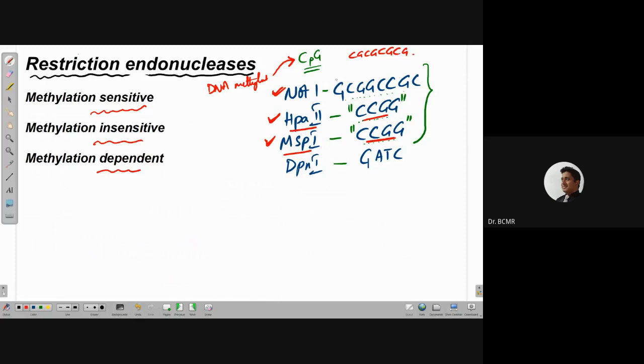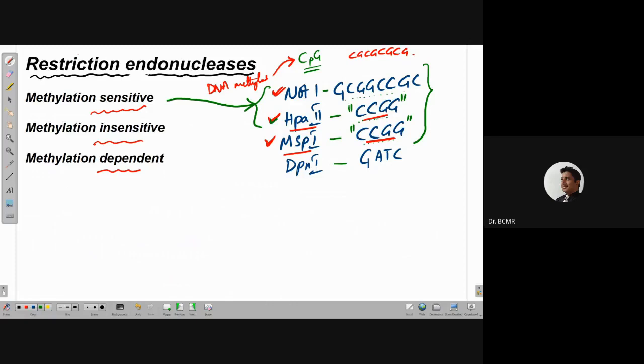NotI recognizes an octamer. Its sequence is GCGGCCGC. HpaII has a 4-base recognition sequence, CCGG, and MspI is also CCGG. But there is one difference. These two are methylation sensitive. What does that mean? NotI can cleave this sequence only if it is unmethylated. If the target site is methylated, it cannot cleave it.